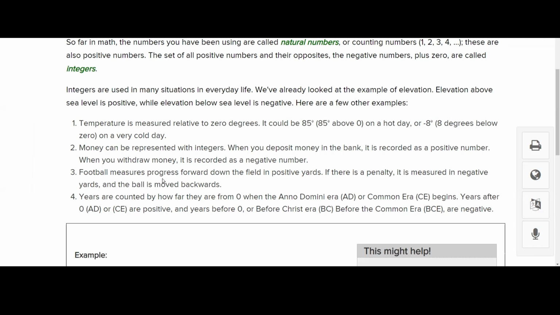Football measures progress forward down the field in positive yards. If there is a penalty, it is measured in negative yards, and the ball is moved backward. Years are counted from 0, when the Anno Domini era, AD, or the Common Era, CE, begins. Years after AD or CE are positive. Years before 0, the before Christ era BC, or before the Common Era BCE, are negative.